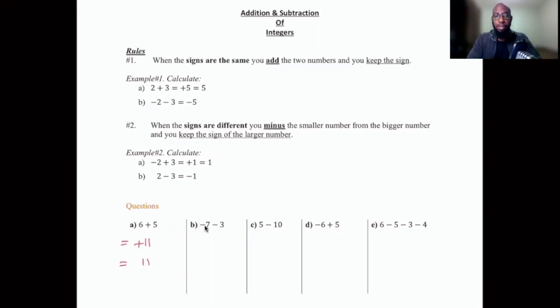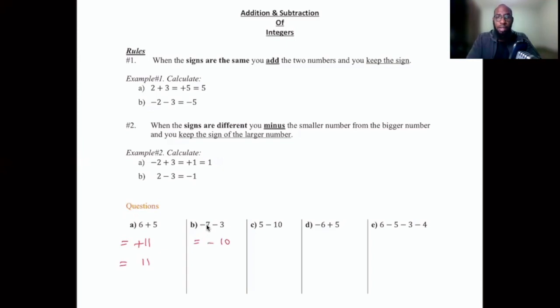If you look at part B, the signs are the same. In front of 7, we have a negative sign. In front of 3, we have a negative sign. So the sign is always located to the left of the number. So the signs are the same. When the signs are the same, add the two numbers, 7 plus 3. And you keep the sign. The sign we are keeping is negative.